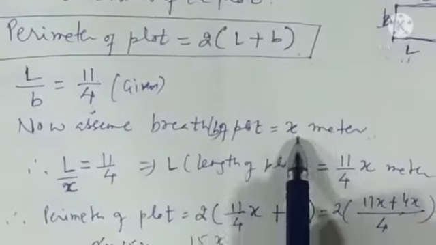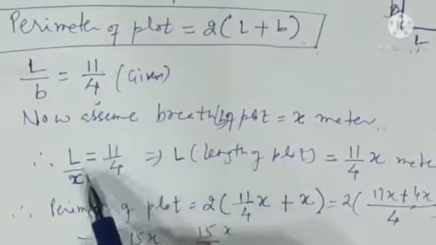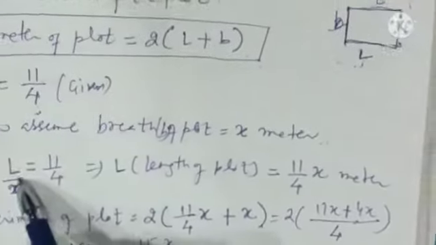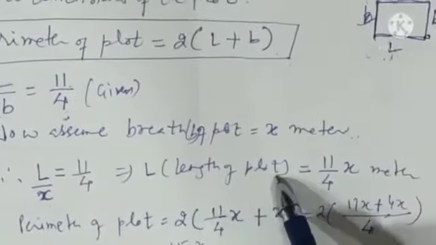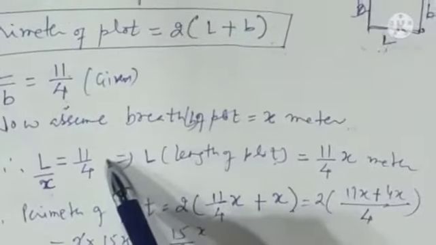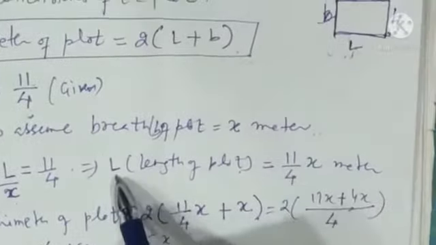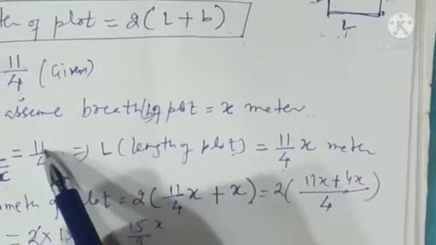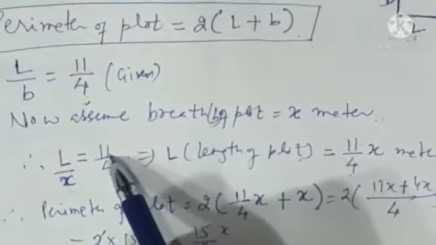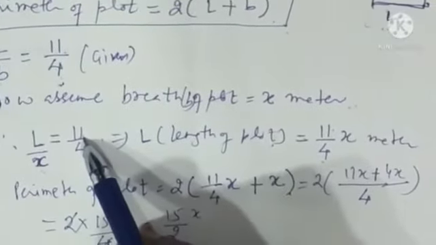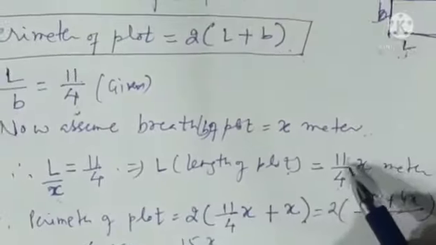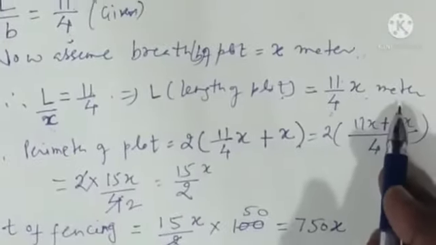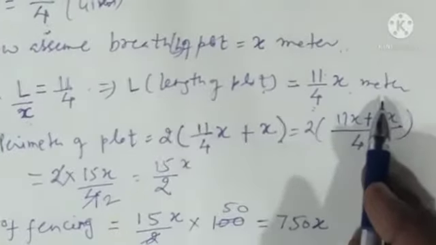Simply put in that equation, in place of B you write down x. Then we can find L, the length of the plot in terms of x. L is equal to 11/4, multiplied here by x. I have discussed this in the previous videos, you can refer to it. So L is 11/4 into x meter. And if you have any query, you can comment in the comment box.